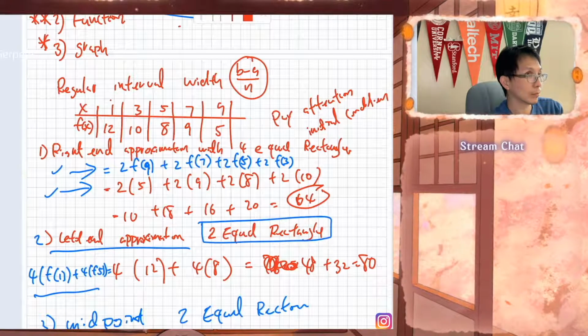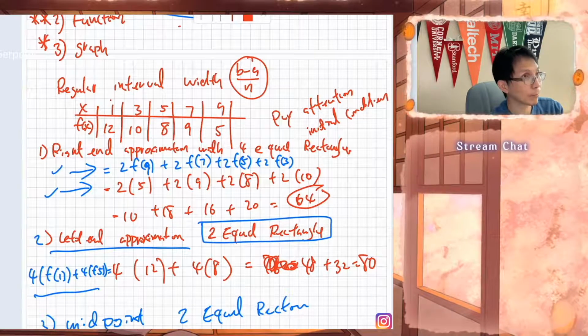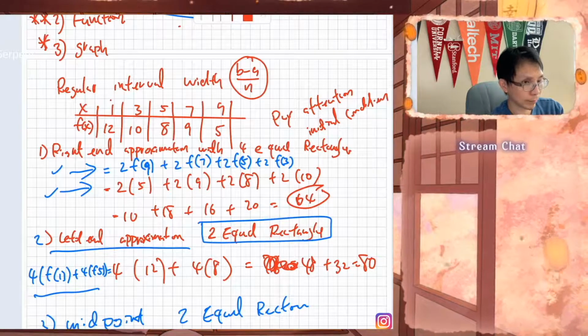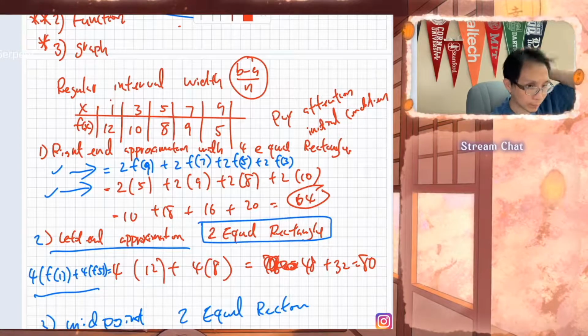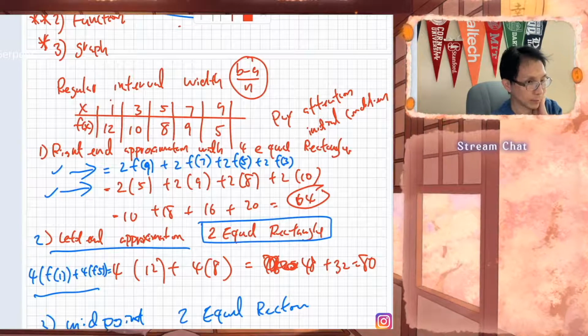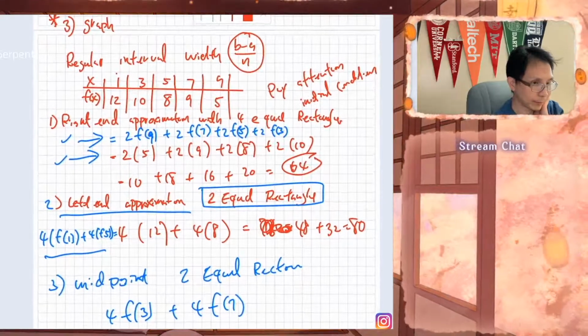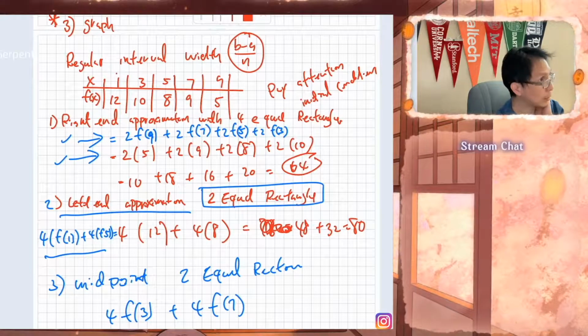So you're gonna have 4 times f of 3 plus f of 7. So then you do 4 times f of 3, which is 40, plus 4 times f of 7, which is 36. And 36 plus 40 is 76. Okay. I missed the part where you took the f of x. It's right there.